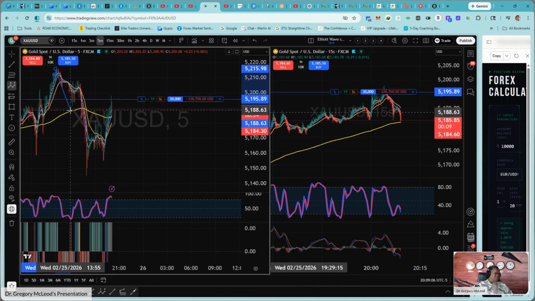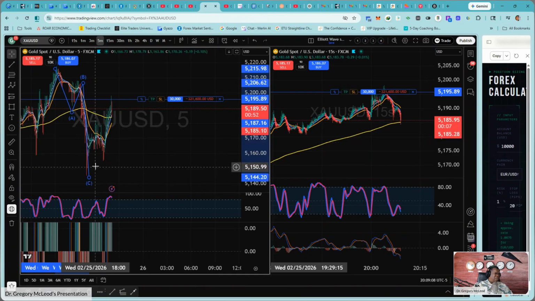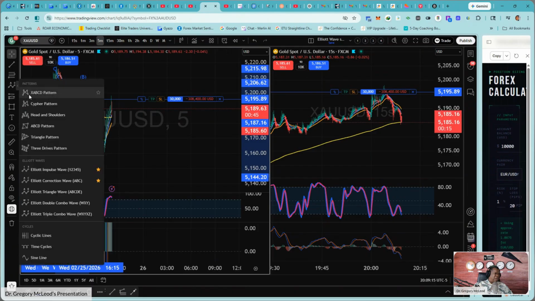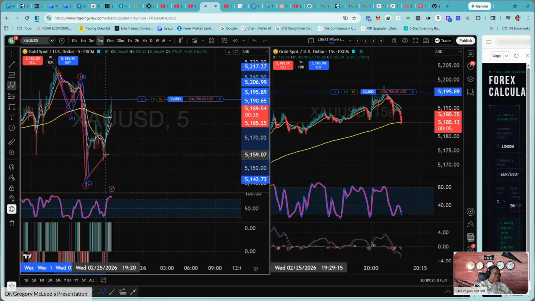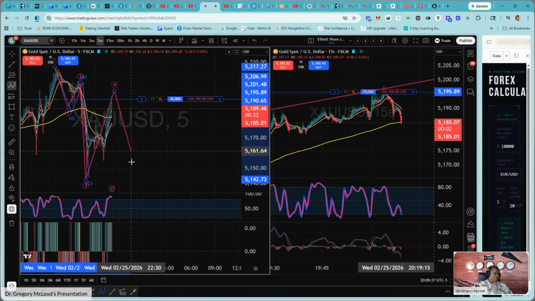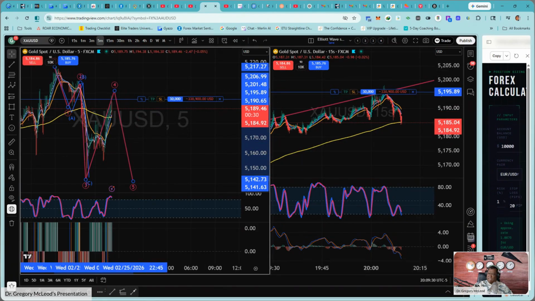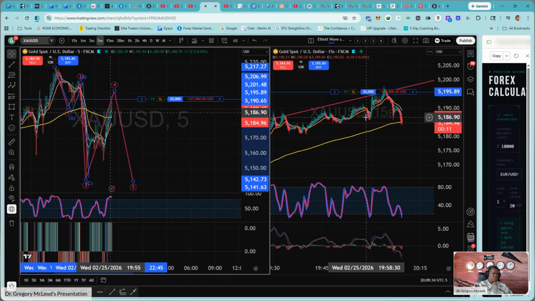Yeah, or an alternative count, right? You could go 1, 2, 3, 4. Oh, no. Okay, that's ABC. The other count will snap. Yep. The alternative count: 1, 2, 3, ABC, 4, and 5. That would suck, right? And we're having a structure change.